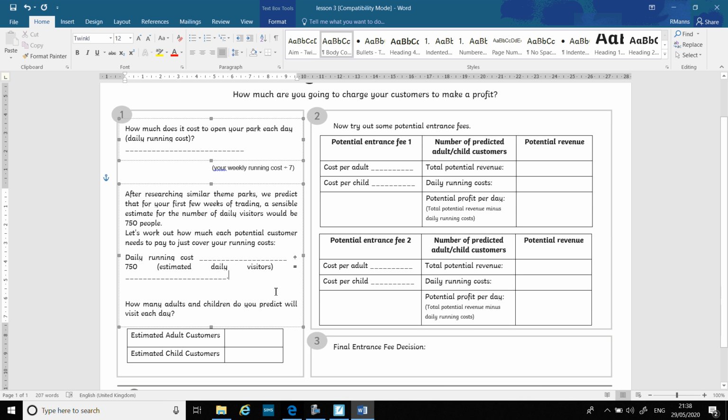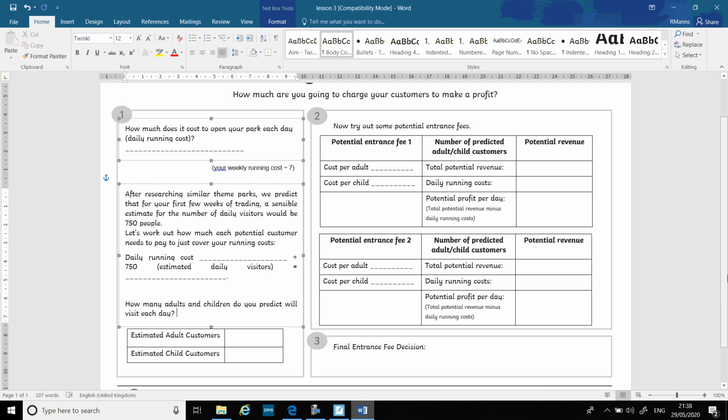So then it asks you, how many adults and children do you predict will visit each day? So they're saying that the estimate is 750, so it'd be something around there. You might think there'll be lots of families, so maybe a similar amount of adults to children. So you could go 375 and 375, 375 adults, 375 children.